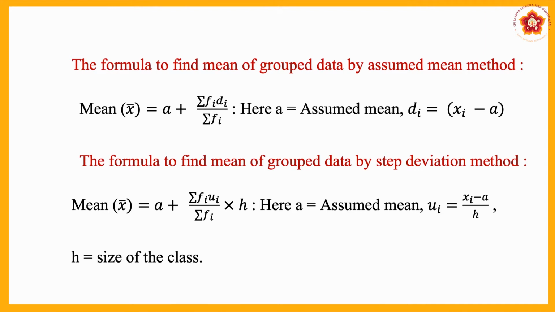The formula to find the mean of grouped data by the step deviation method is mean x bar equal to a plus sigma fi ui divided by sigma fi, into h. Here a represents the assumed mean, ui is equal to xi minus a divided by h, and h is the size of the class. Now, let us work out some problems.